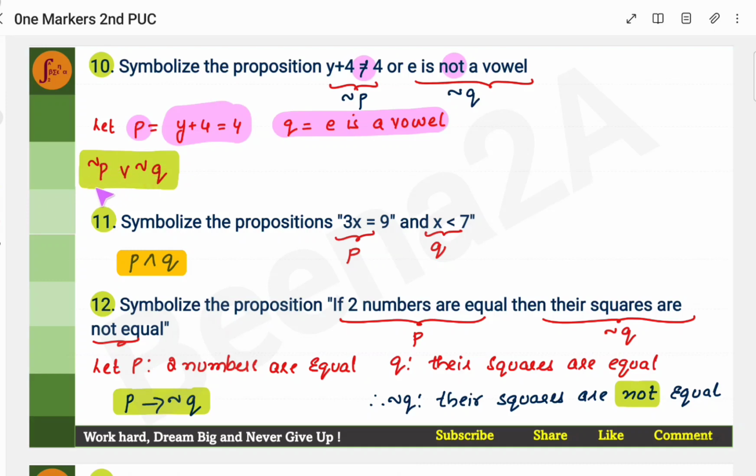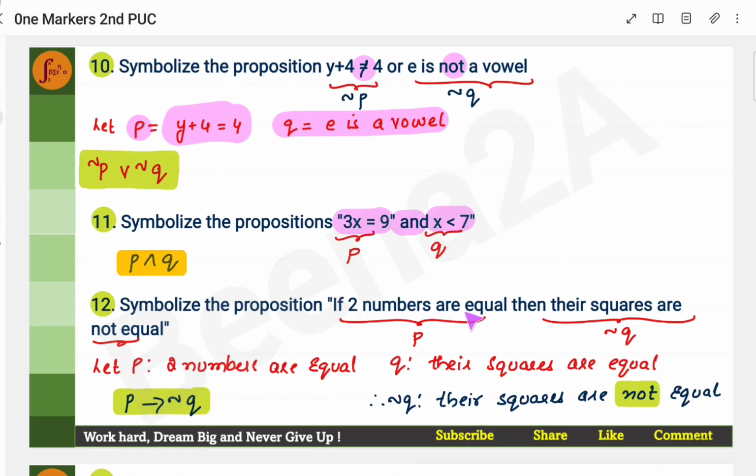Then when you are representing symbolically, you will say not P, because y plus 4 is not equal to 4. And here E is not a vowel, so you will say not Q. What is not Q? E is not a vowel, so you have to put it this way. Next one, symbolize a proposition. Here it's straightforward. You take the first one as P, second one as Q. There is an and symbol here. And means P and Q.